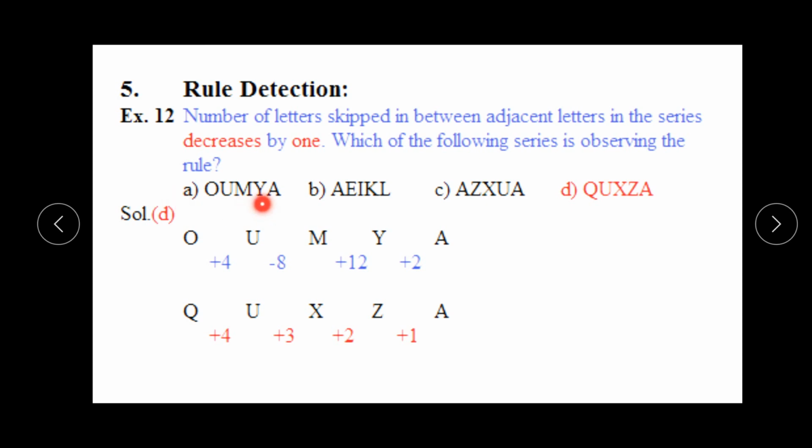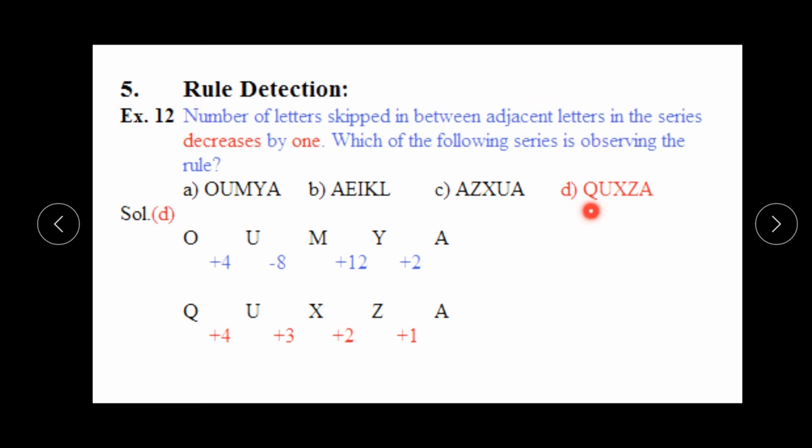Okay, let's see the first option. The first option is O U M Y A. If we check by how many letters they are skipping, it is +4, -8, +12, +2. It means these letters are not skipped by numbers which decrease by 1. Again we will check the second, the third, and then option D. In the 4 options, one option will follow the statement rule.